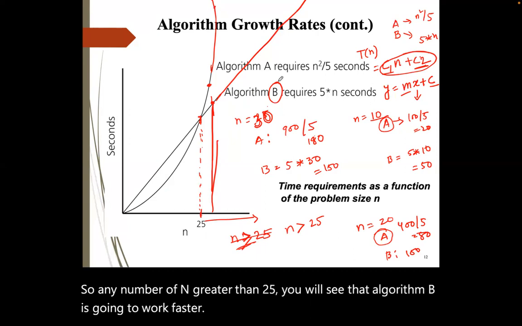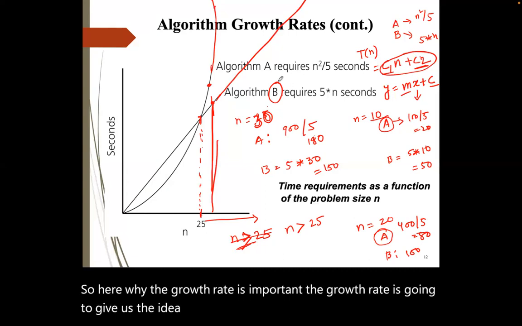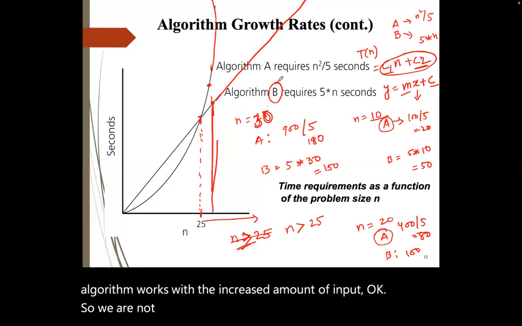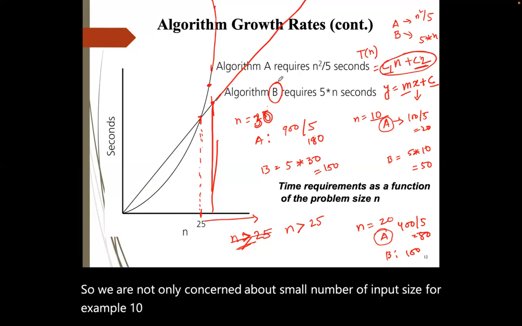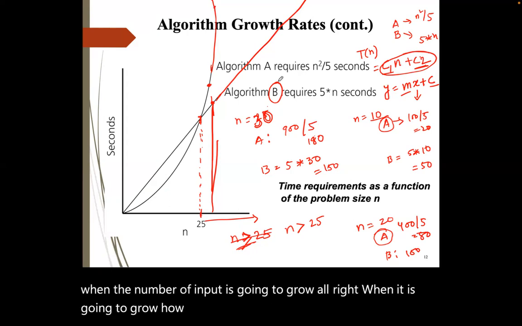All right. So here, why the growth rate is important. The growth rate is going to give us the idea how an algorithm works with an increased amount of input. So we are not only concerned about small input sizes, for example, 10, 100, 200. We have to think about when the number of input is going to grow, how my algorithm is going to work.